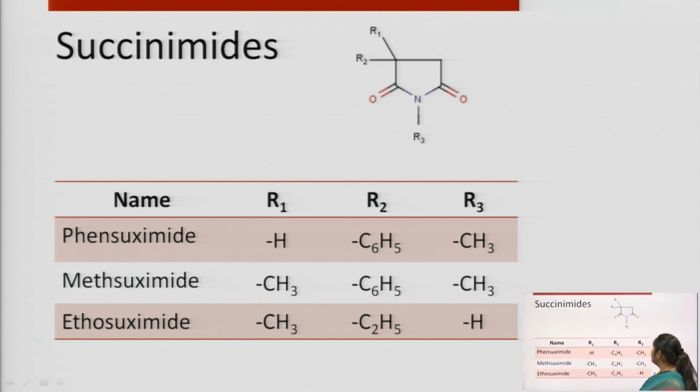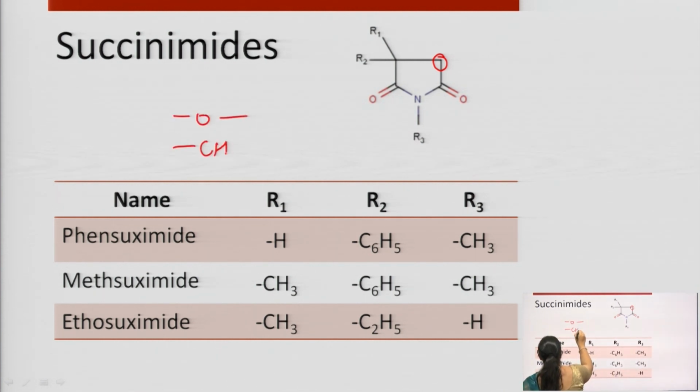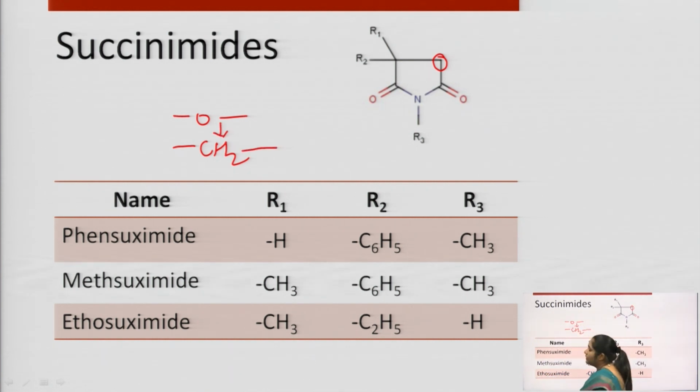Here what we have seen? We have seen this is the position where the oxygen was also there in case of oxazolidinedione. So, the oxygen in this case, that particular oxygen, has been replaced by a CH2 group. Simply, the oxygen of oxazolidinedione is being replaced by a CH2 group.